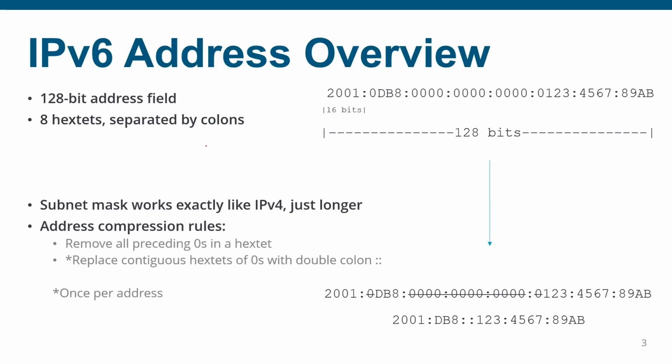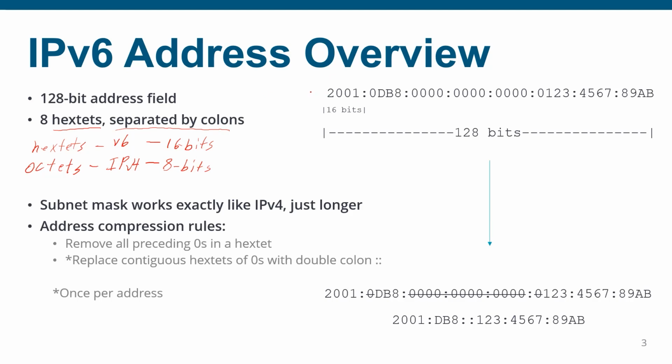So the IPv6 address is split up into 8 hextets. Now recall that we previously had octets for our IPv4. That's because each field or section in the IPv4 address was 8 bits. Now we use hextets for IPv6, and it's because each section is 16 bits. Each section is separated by a colon.